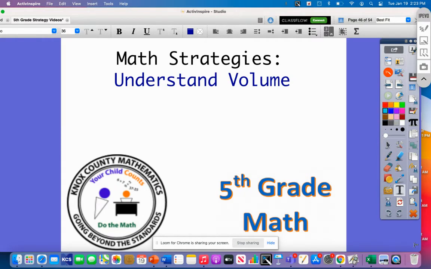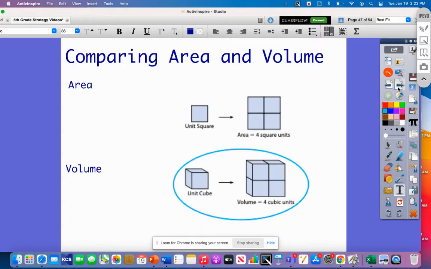Today's math strategy video is on understanding volume. Volume measures the 3D space that's inside of an object. Think about a swimming pool, the water that's inside of it. Your parents' gas tank in their car, the volume is how the liquid inside is measured.